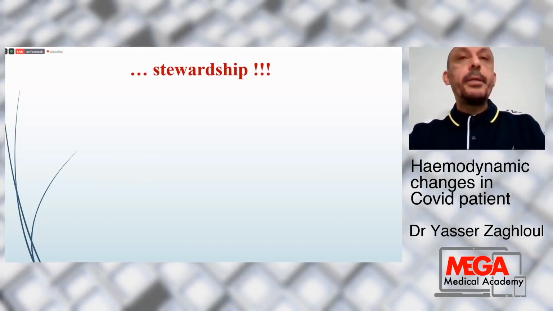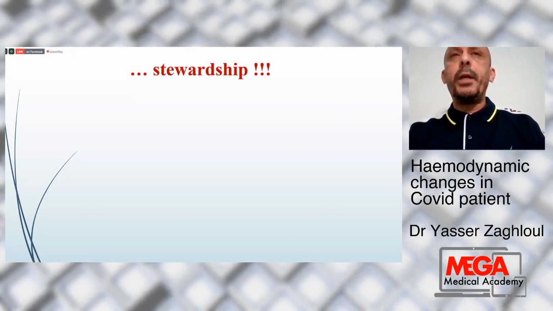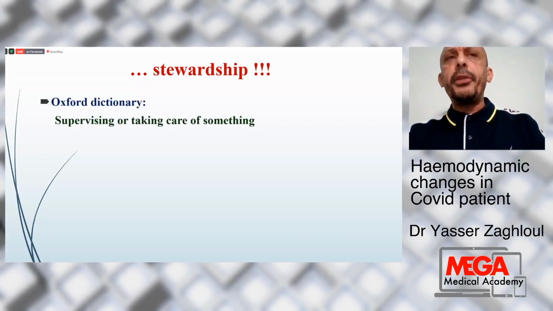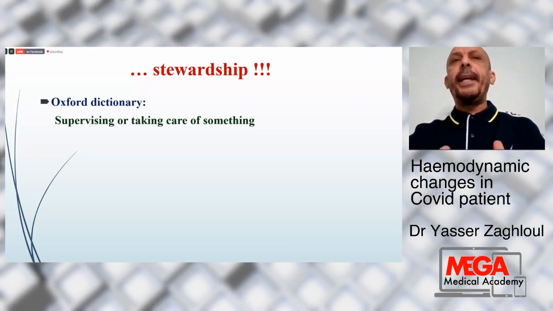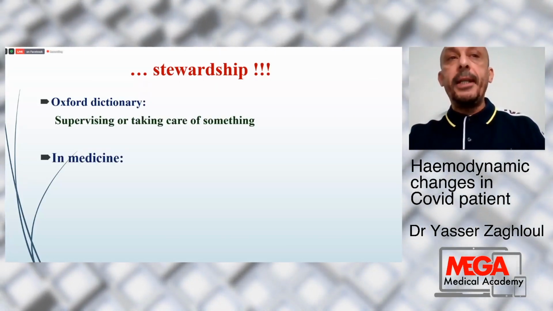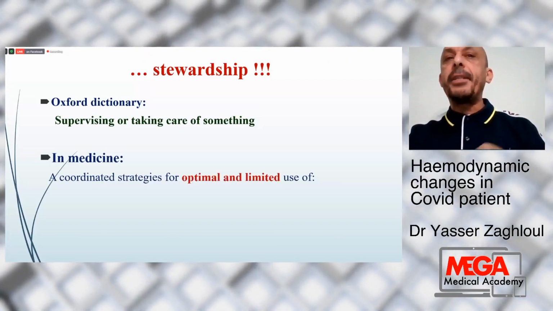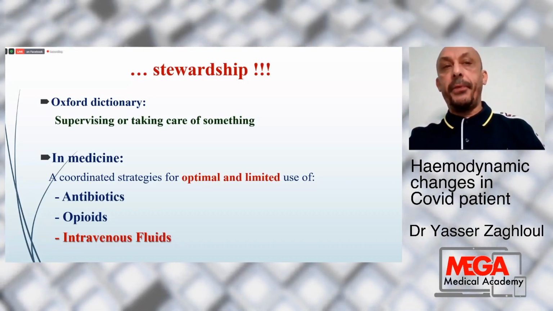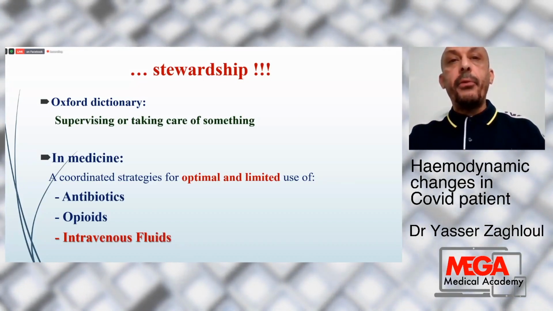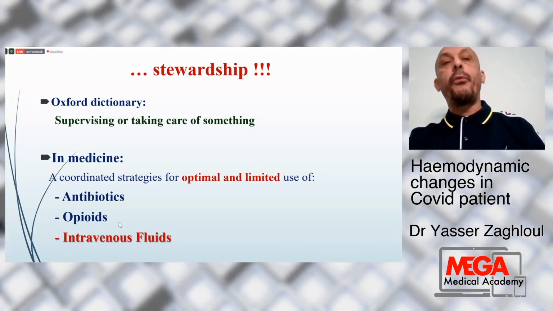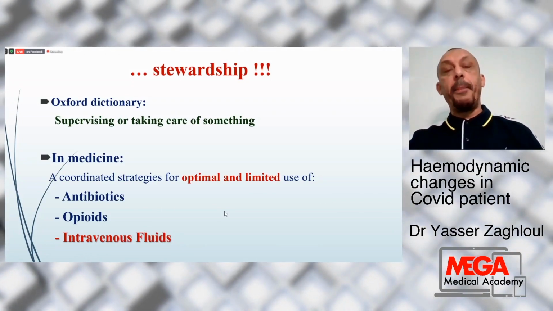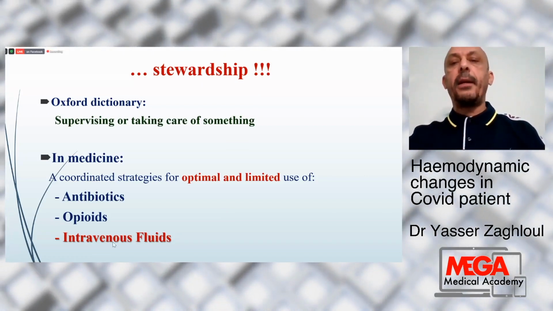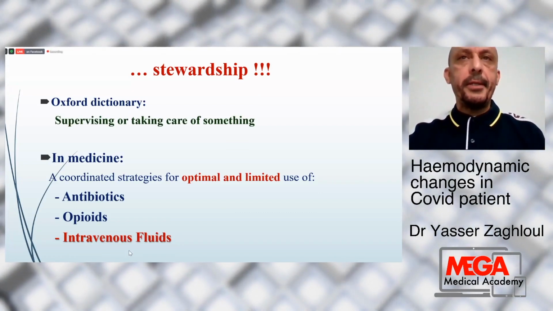Stewardship, what do you know? What does it mean? What does stewardship mean in language? In the Oxford Dictionary, it means supervising or taking care of something. But in medicine, it is different. You have a coordinated strategy for optimal and limited use of antibiotics, opioids, and intravenous fluids. And Dr. Kafafi explained for us the optimal and limited use of opioids in patients with chronic pain. So now we are going for optimal and limited use of intravenous fluids. How can we do that?